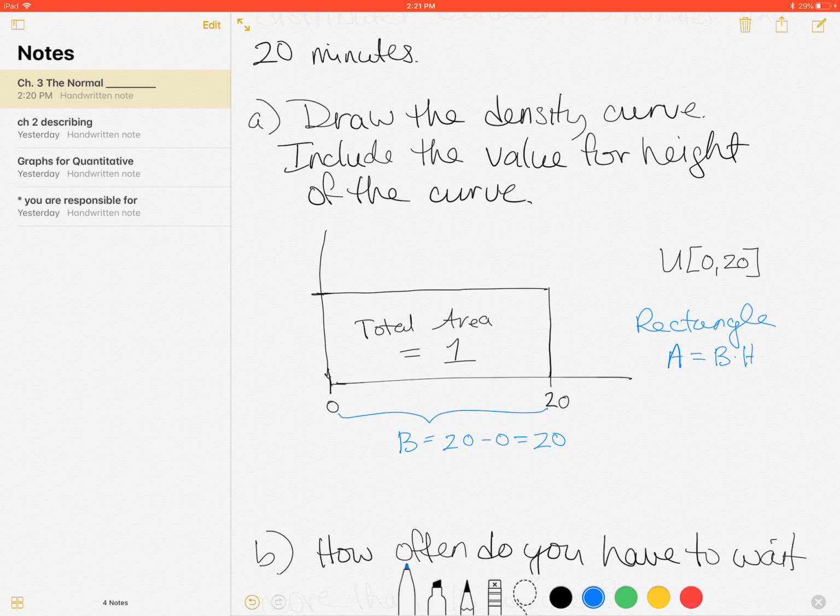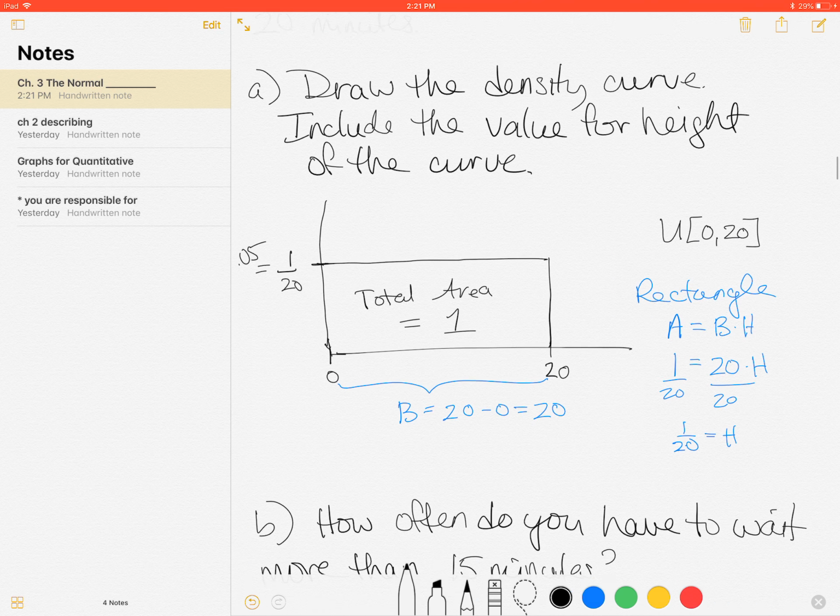So using this, I can go to my formula and say, well, the area has to be 1. My base is 20. What does my height have to be? And with a little bit of algebra, we can see that our height is 1 over 20. The height is always the reciprocal of the base, if you know what that word means. And we can either write 1 over 20 here, or if you prefer decimals, 0.05. And that's our density curve. It's just a rectangle, and you find the height using the endpoints.